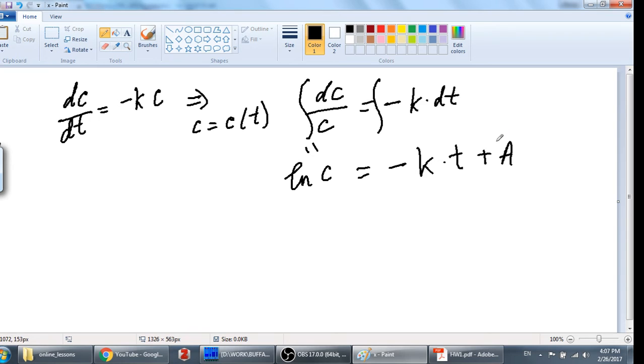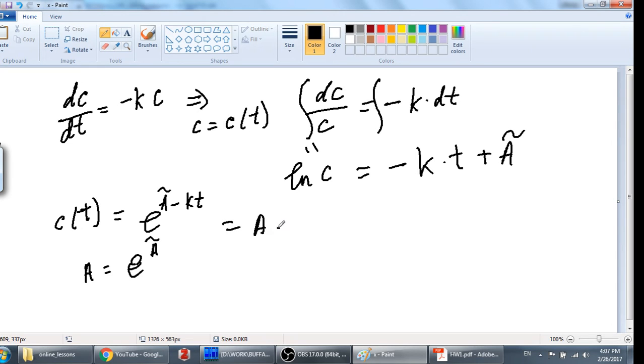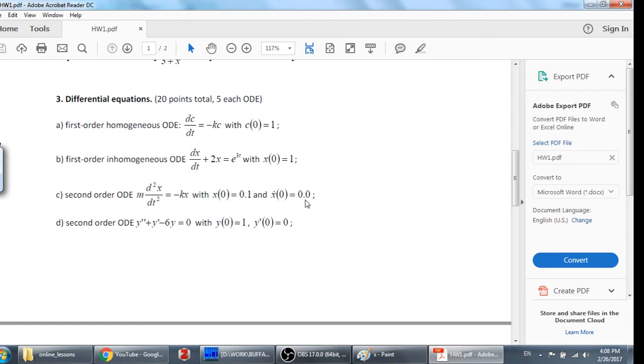So you may need only one integration constant, call it a tilde, and then your solution will be c of t is exponent of a tilde minus kt, right? And then if you define a to be e to the a tilde, then you can write it as a times e to the minus kt. That's the kinetics. So that is the general solution.